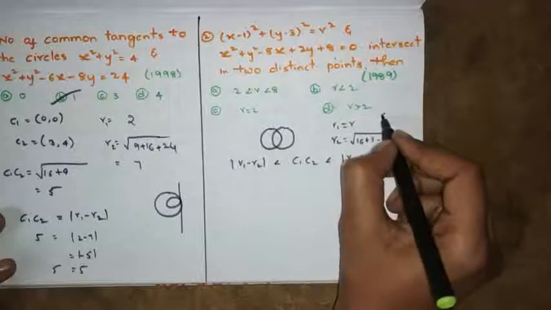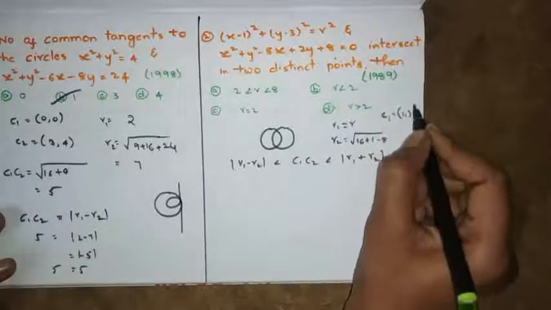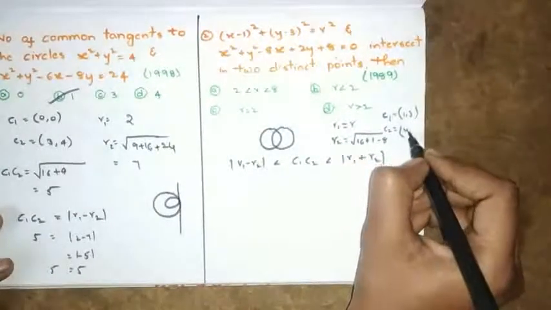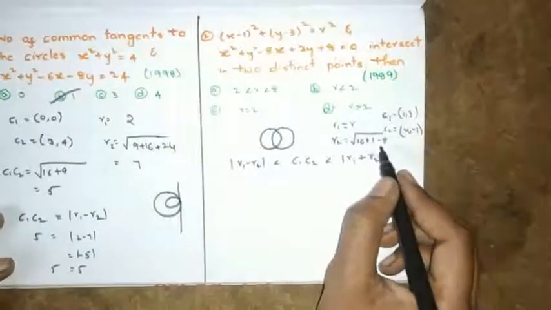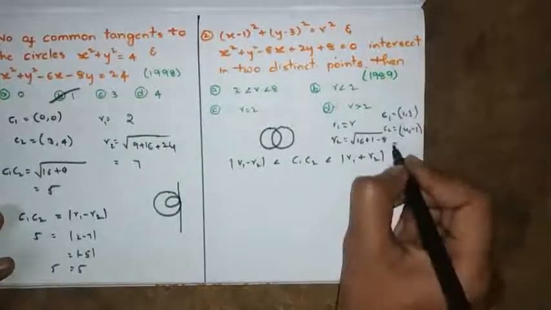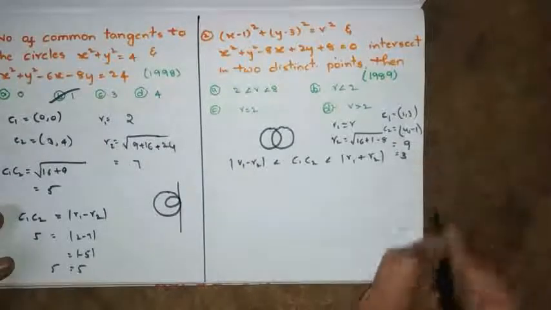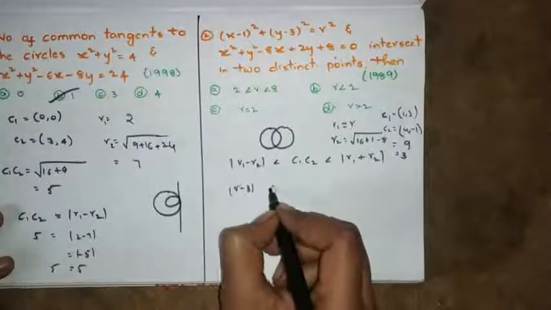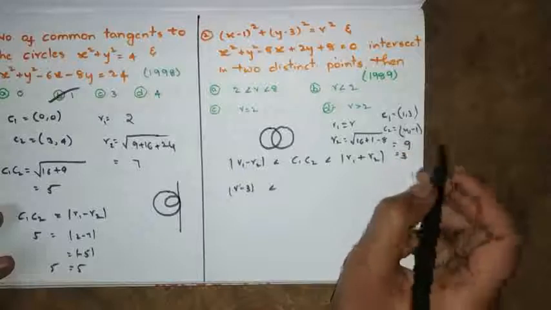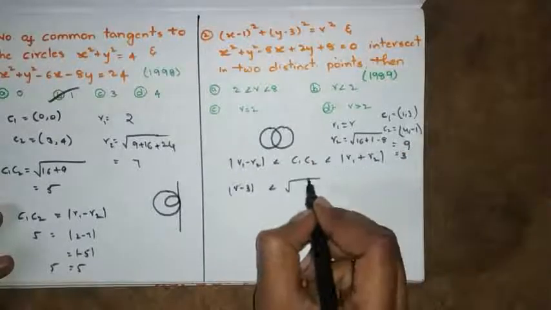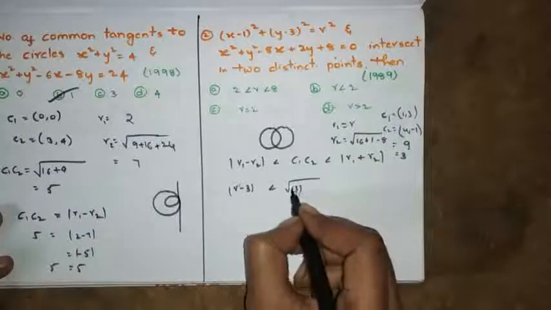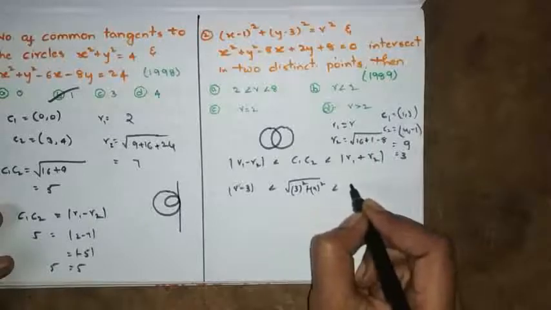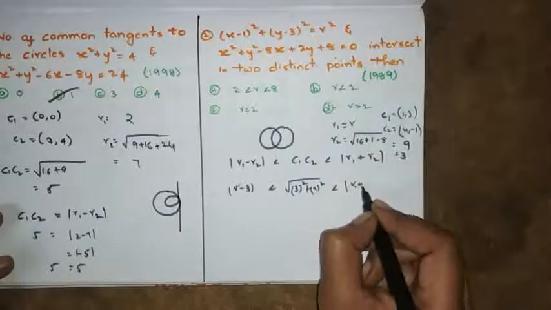And C1 value is 1, 3 and C2 is 4, minus 1. 16, 17 minus, okay, it will become 9, right? So R2 is 3. R1 minus R2, R minus 3 is less than C1, C2 value. Square root of 3 square plus 2 square. Square root of 4 minus 1, 3 square plus 4 square. Less than R1 plus R2, R plus 3.